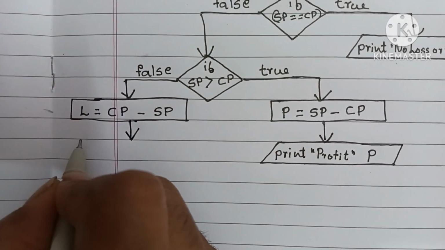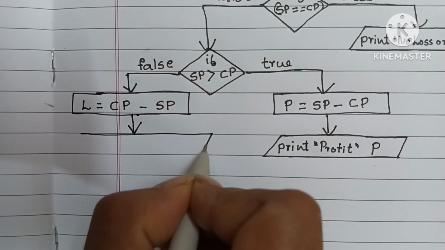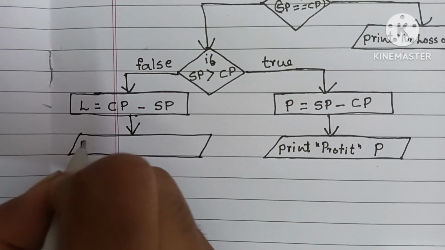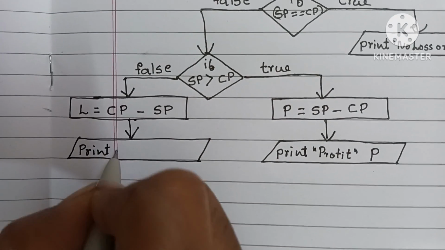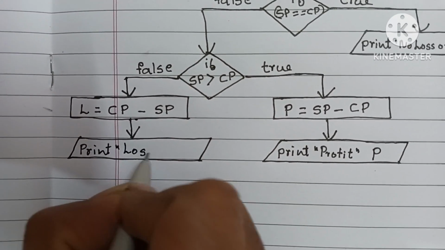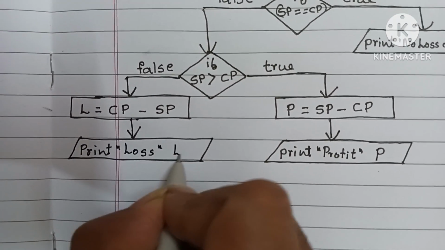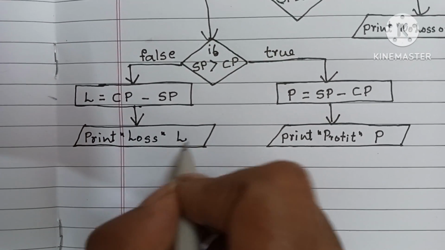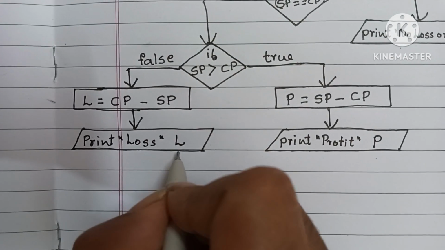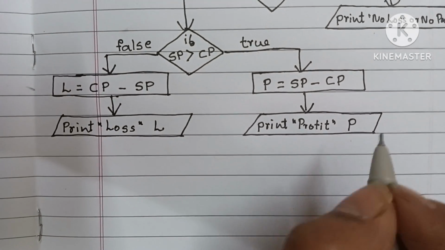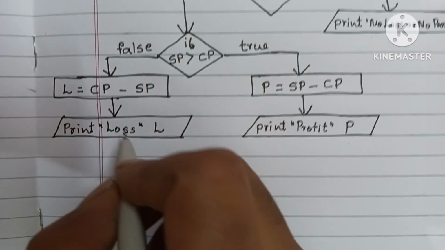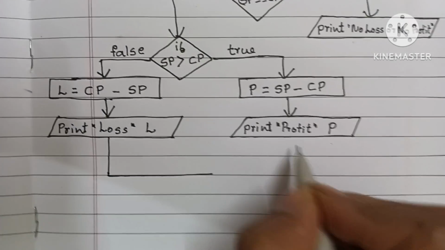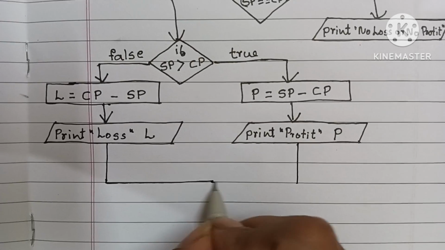Next we have to print loss, right? We got loss. Print loss L. Here we got loss and we have to print the value of loss price. This is the loss price L. Here P is the profit price. Next, finally we have to combine all these outputs.